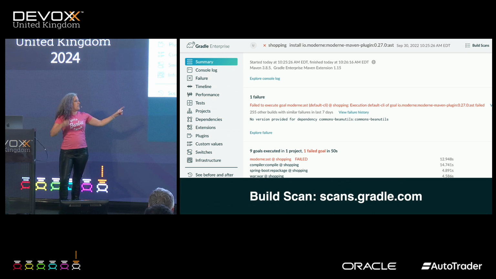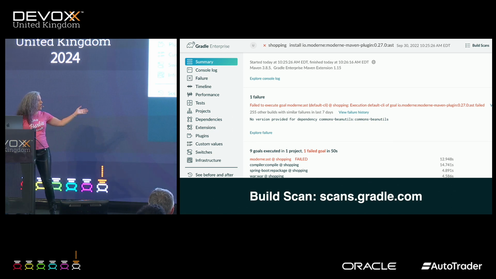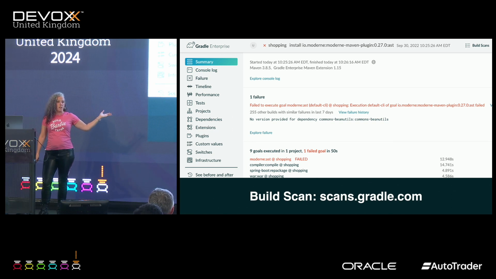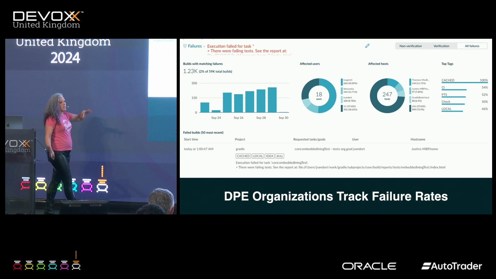Build scans from scans.gradle.com are free. But I recognize there are going to be some constraints for people who do not want to send their build data off to some random server. But they are free. You can try them out with an open source project or something like that if you want to.